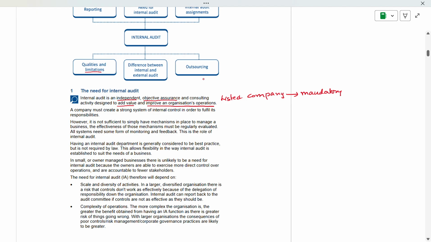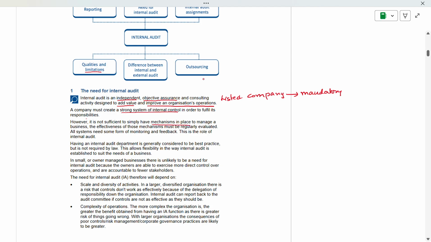That is the reason a company must create a strong system of internal controls. Now what we have studied, I start doing revision also. If internal controls are effective, the task of the external auditor will be easy. They should have a strong system of internal controls to fulfill the responsibility. It is not sufficient to simply have a mechanism in place.